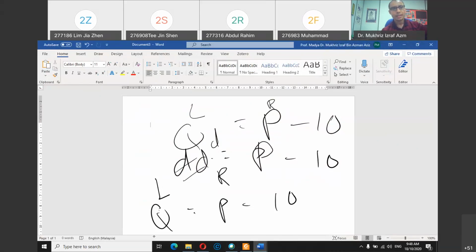Q equals something in P. Okay, so this is the normal demand function. Q on the left, P on the right. But when you put the P on the left instead of the Q, we call that the inverse demand function.